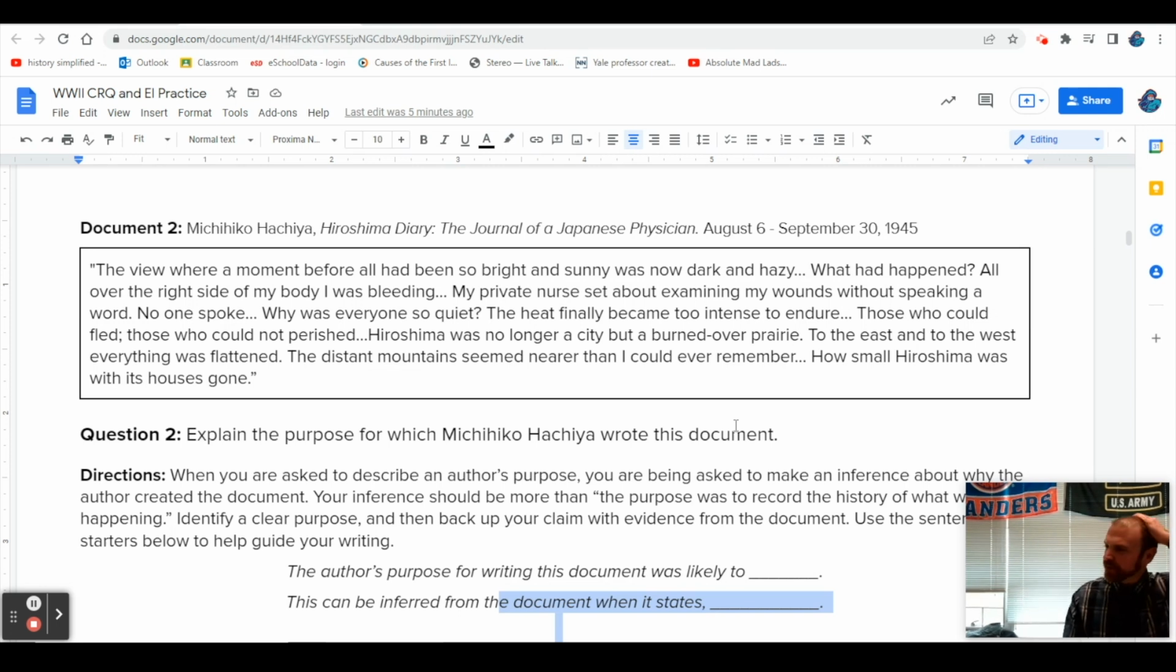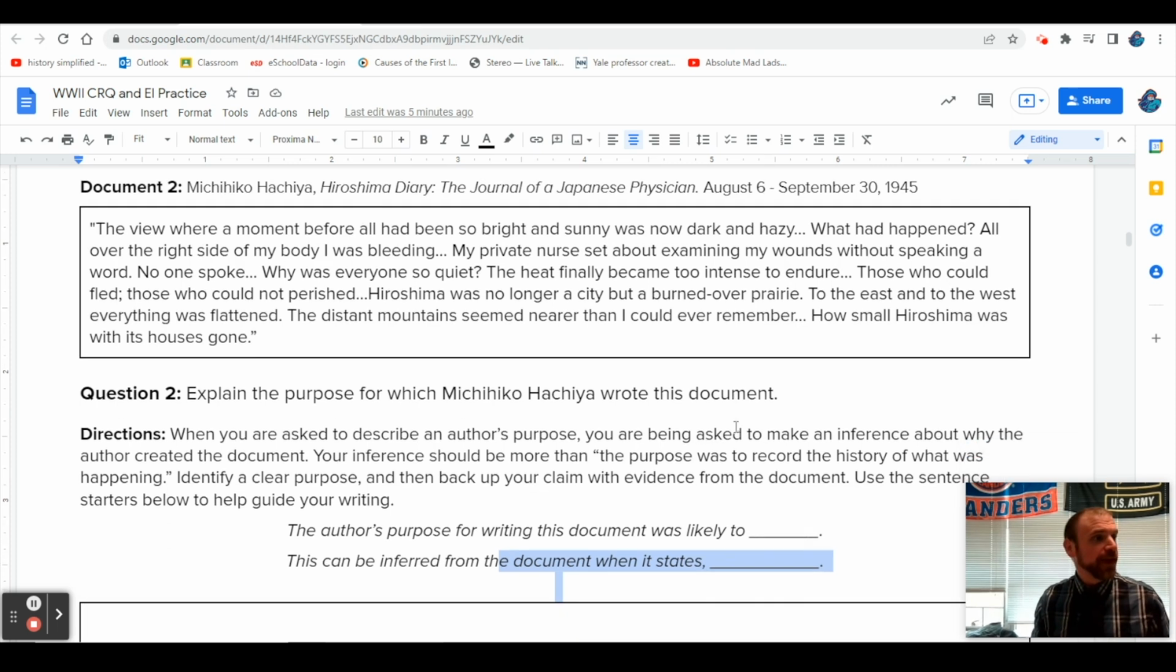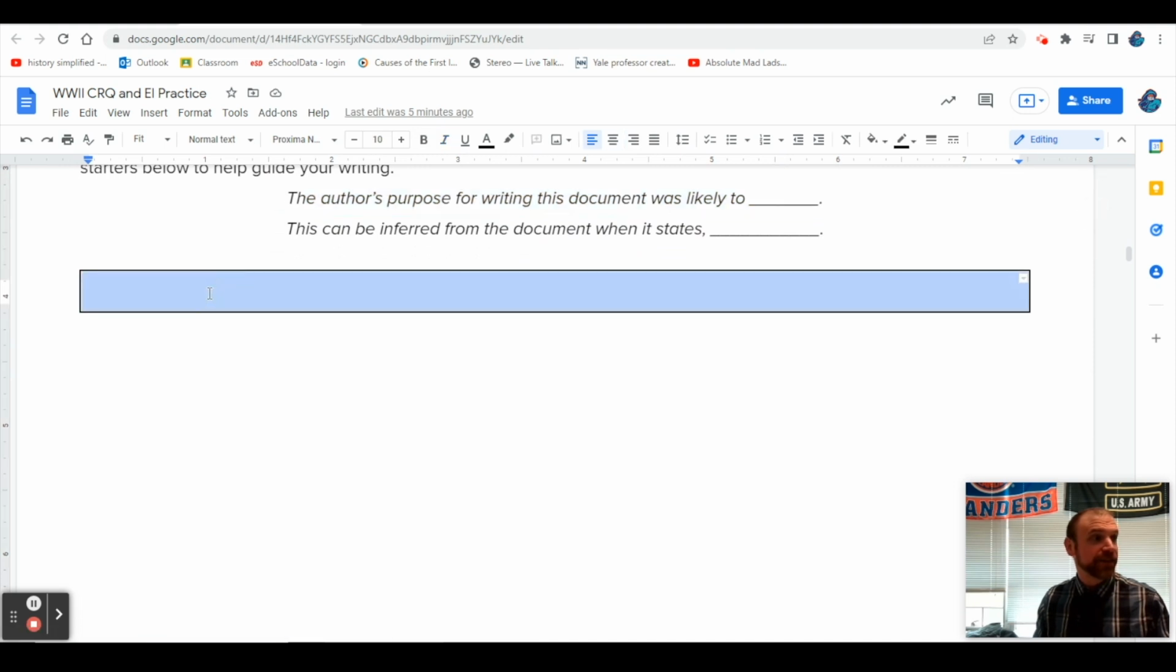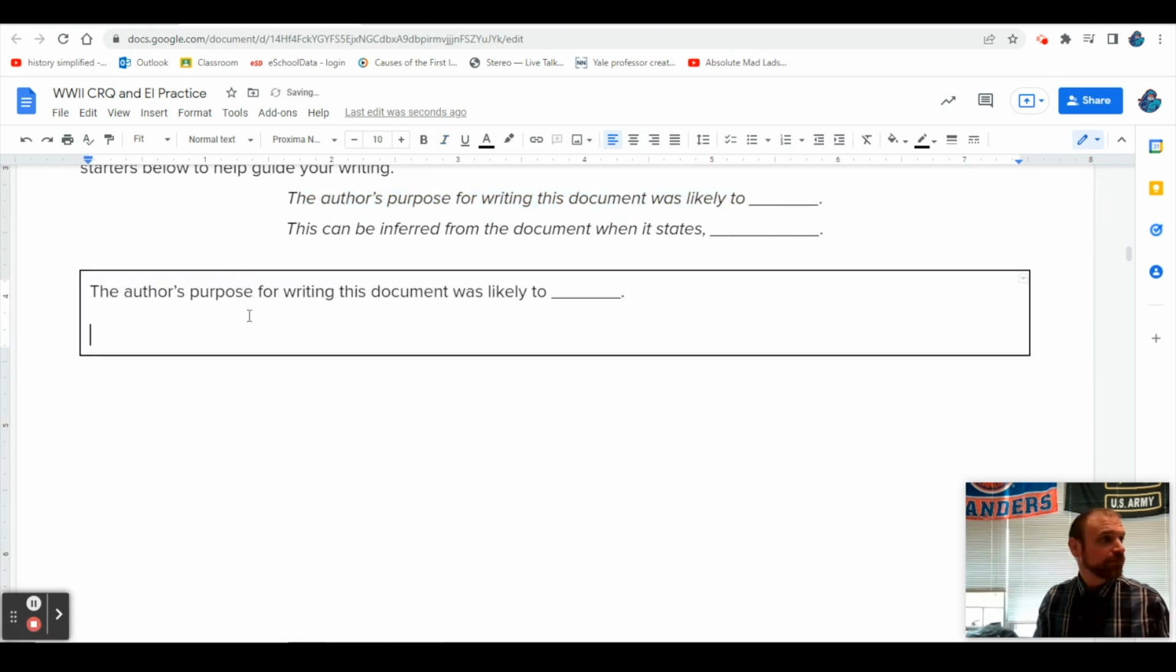Any ideas? If he's talking about how he's bleeding, the city is flattened, it's all dark and hazy now. What do you think he's trying to get you to think about or know? The effects the bomb has had on people, right? Or just how the bomb created such horrible conditions inside of the city. So let's start with that, right? The author's purpose for writing this document was likely to explain the negative effects of the atomic bomb. Good.